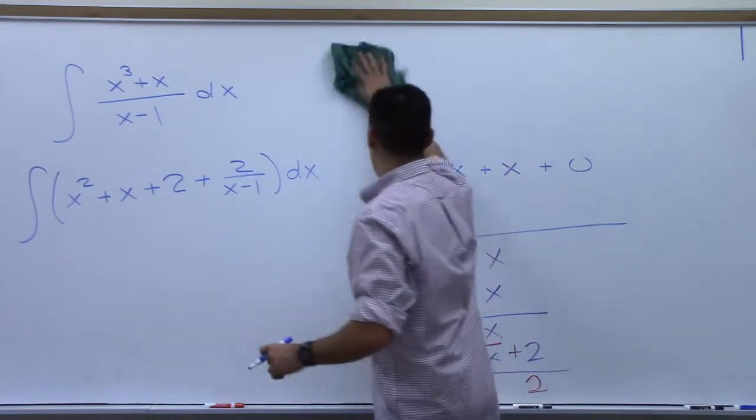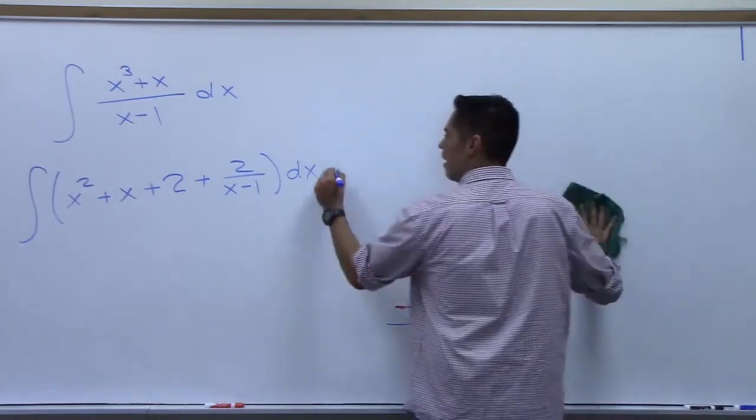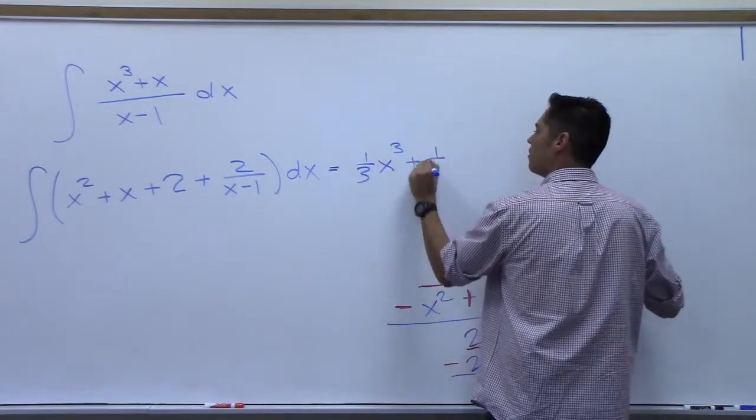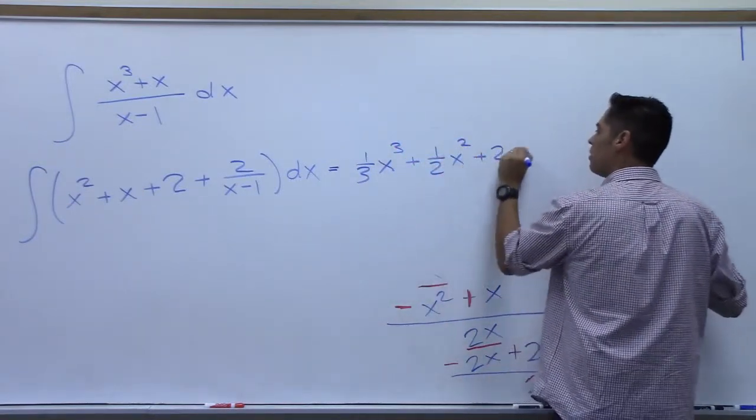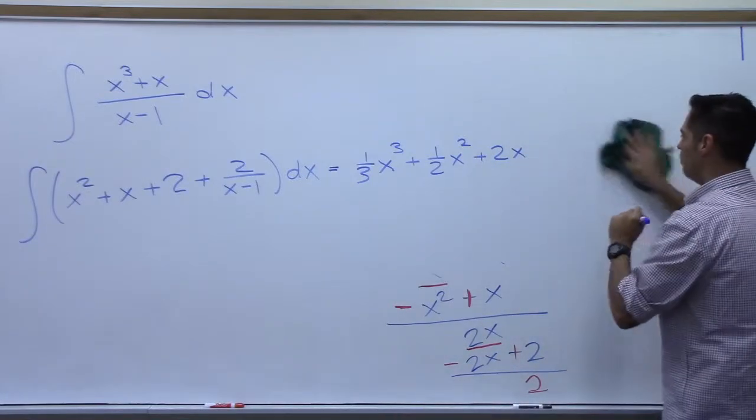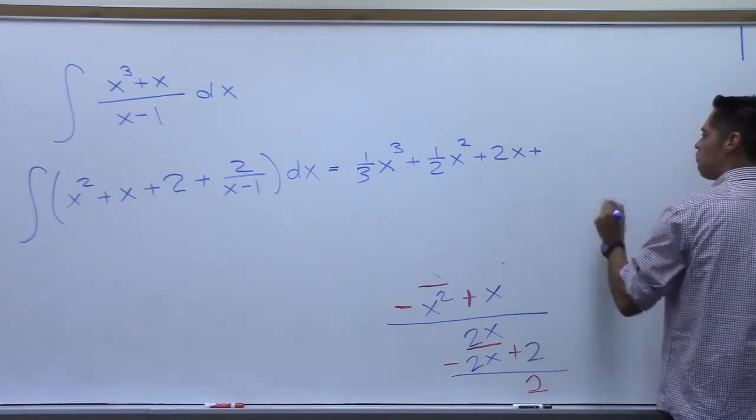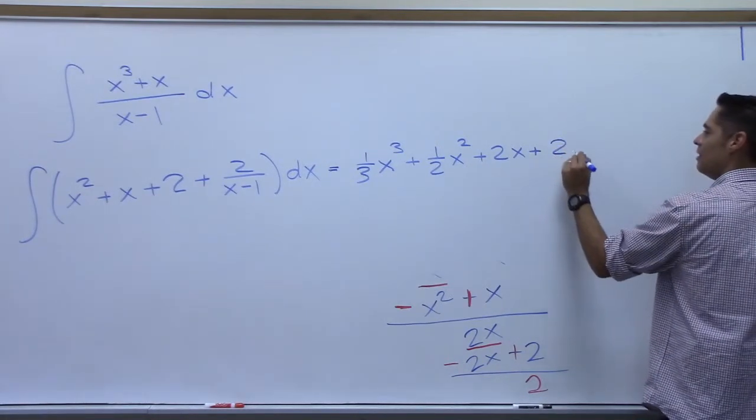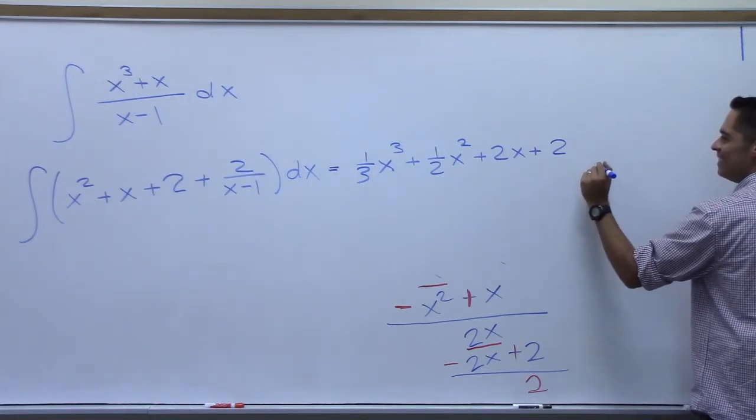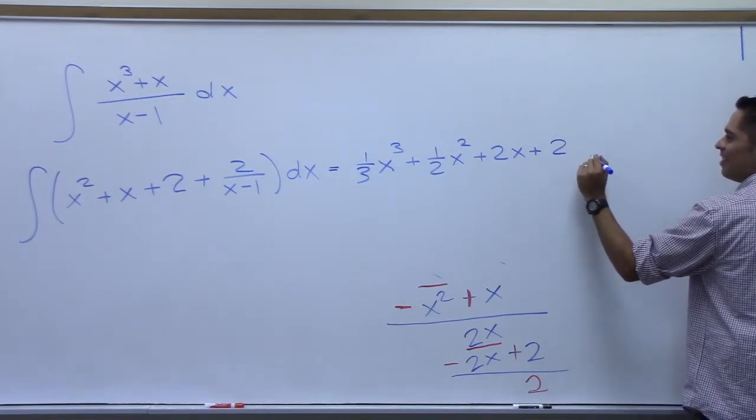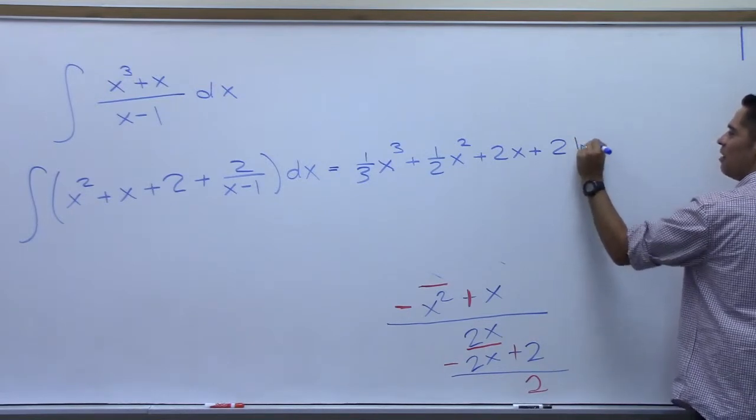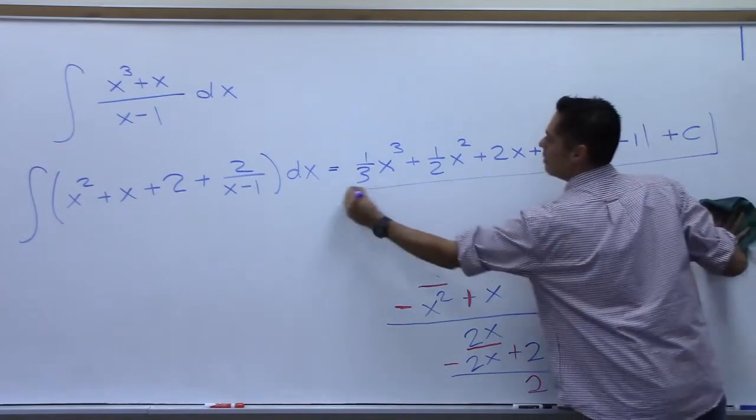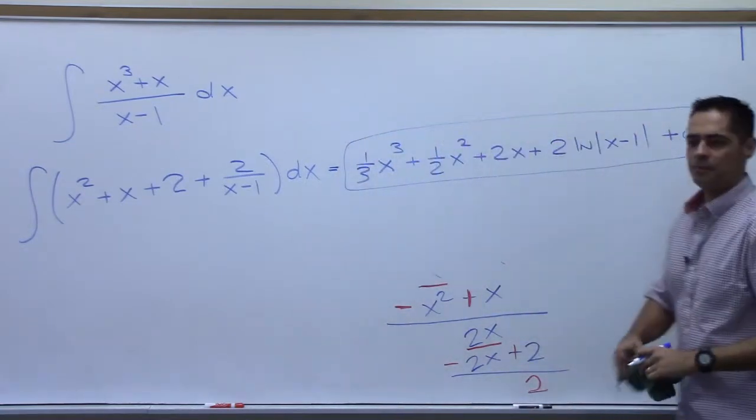So we have an answer, right? I don't think we need to do any more work. We have 1/3 x cubed plus a half x squared plus 2x. Drum roll. Plus 2 natural log of x minus 1 plus c. We're good. That's it.